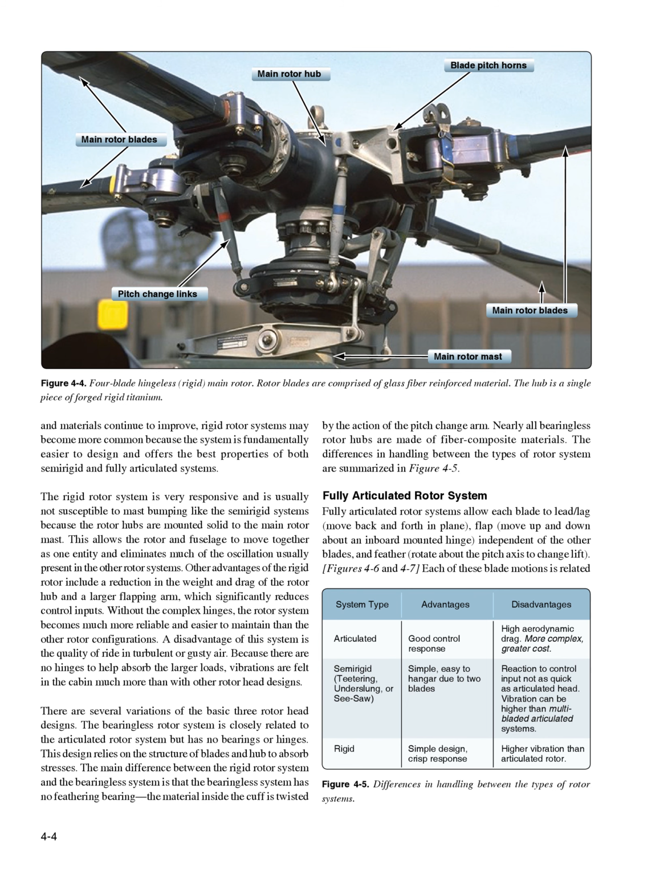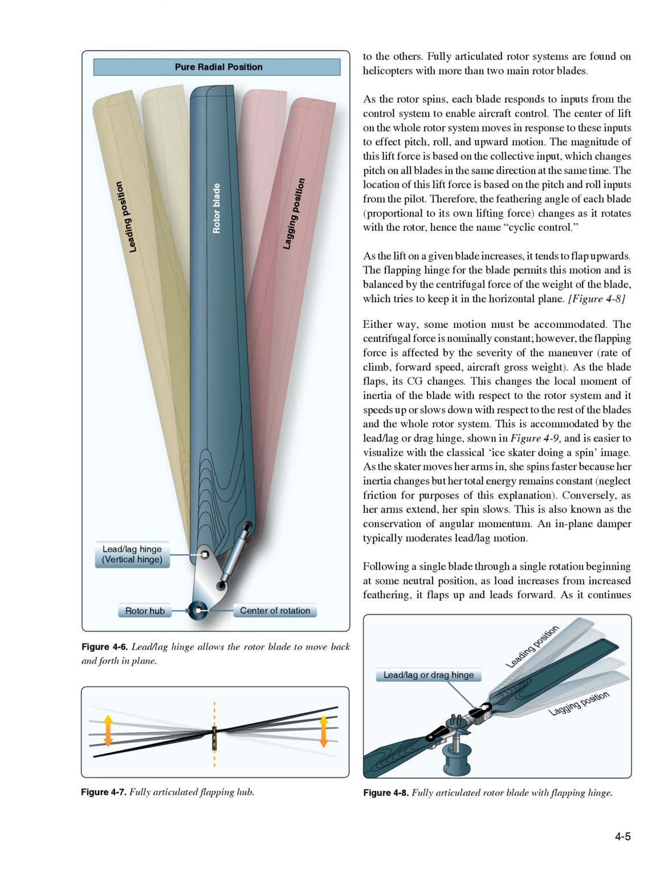Fully articulated rotor system. Fully articulated rotor systems allow each blade to lead/lag, move back and forth in plane, flap, move up and down about an inboard mounted hinge, independent of the other blades, and feather, rotate about the pitch axis to change lift. Figures 4-6 and 4-7, each of these blade motions is related to the others. Fully articulated rotor systems are found on helicopters with more than two main rotor blades.